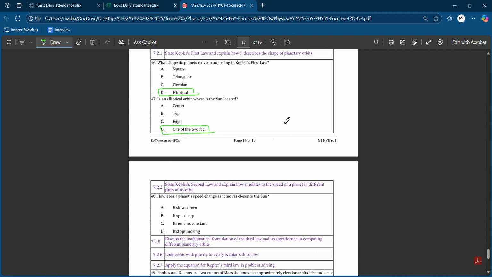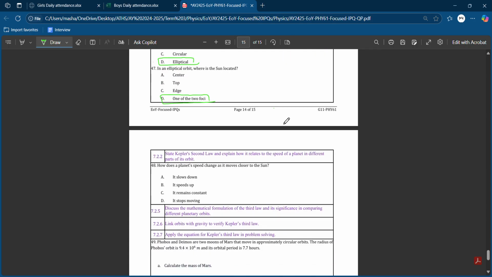For question 48, let's have some notes. The planet moves faster near the sun. It moves slower away from the sun. So it sweeps out equal areas in equal time intervals. This is according to Kepler's second law, which divides the areas into equal parts. So how does planet speed change as it moves closer to the sun? Closer to the sun means it speeds up.